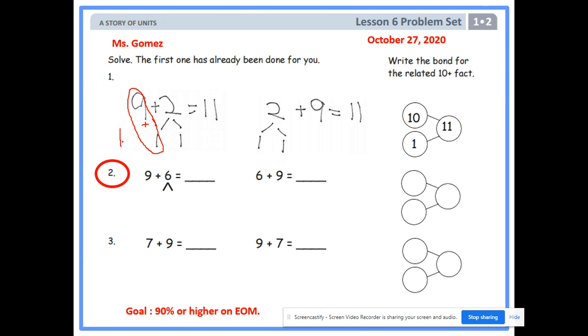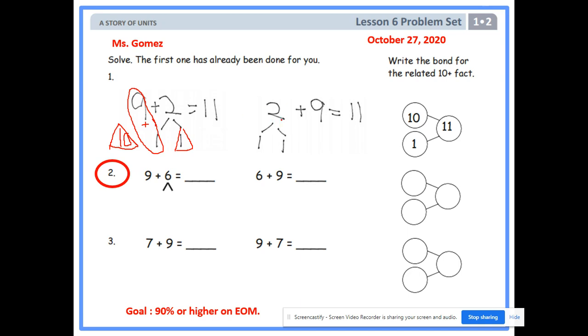Let's make sure all of our strategies are there, and we write a 10. Then we draw our triangles on our leftover parts, which is 10 and 1. And then we add our triangles. 10 plus 1 equals 11, just like they have right there.